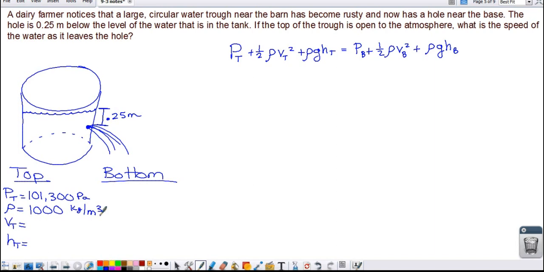The velocity at the top, and this is where it can get a little tricky. Some key words: this is a large water trough, and it's got a small little hole in it. So think about this. You've got this big pool filled with water, and you've got a little itsy-bitsy hole. If you don't see the water spurting out the side, you might not even notice the water level's going down. That's why we're going to say the velocity at the top is approximately 0, because it's not even really going to look like the water level's dropping. And then the height at the top, well, we usually say the lowest point is height of 0, so that means the height up here is 0.25 meters.